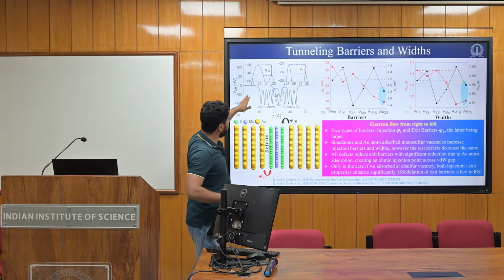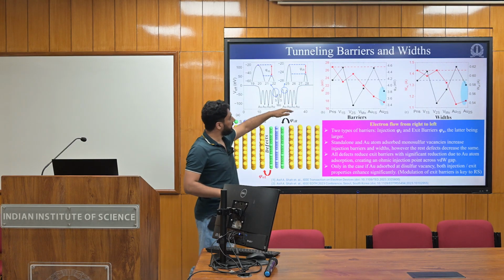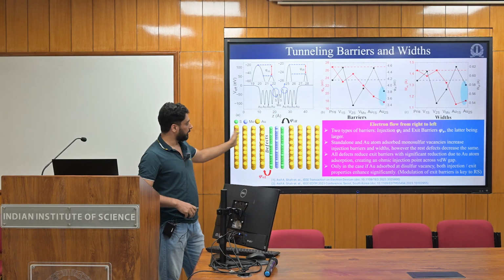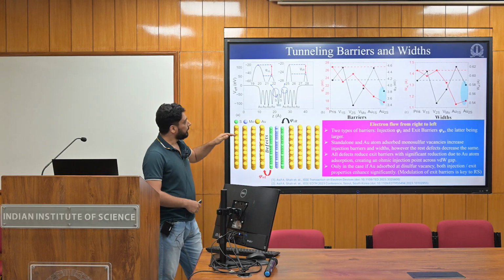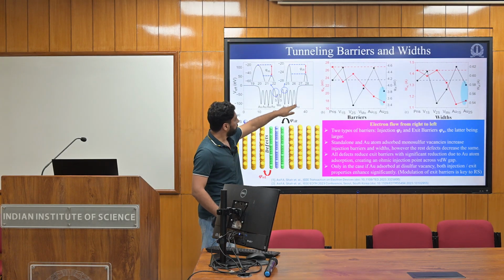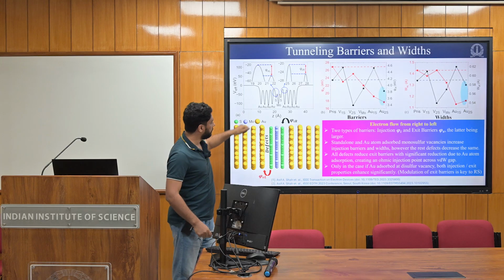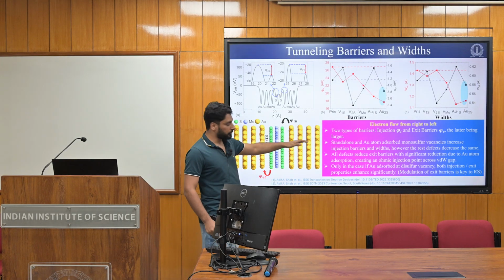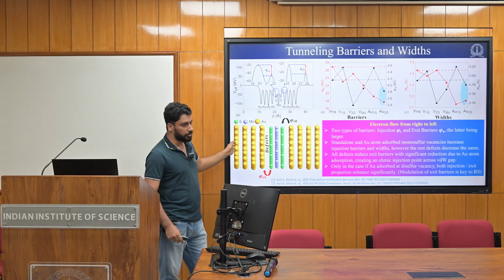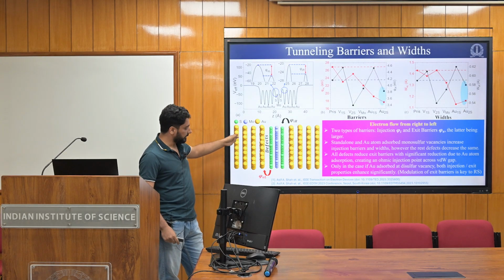So you can see here, this is the potential for the electron when it flows from one electrode to another electrode, so what kind of energy landscape it has to go through. Here I have shown these peaks for different kinds of atoms. What is important to understand is, like I said, the electron travels from right to left because the positive voltage is applied at this electrode.